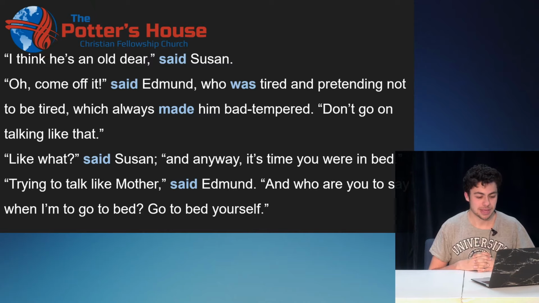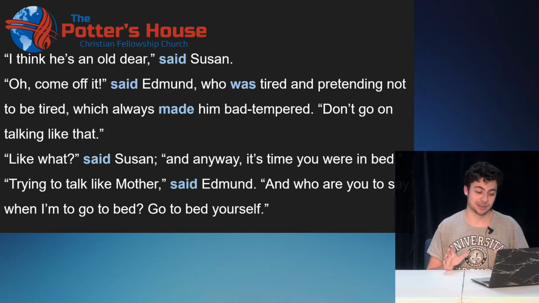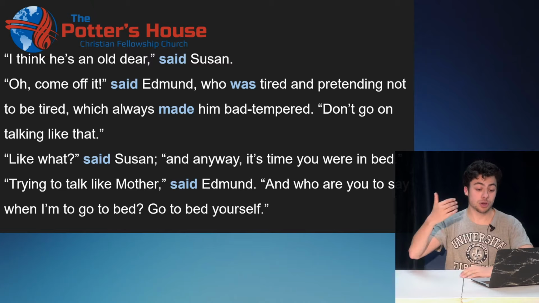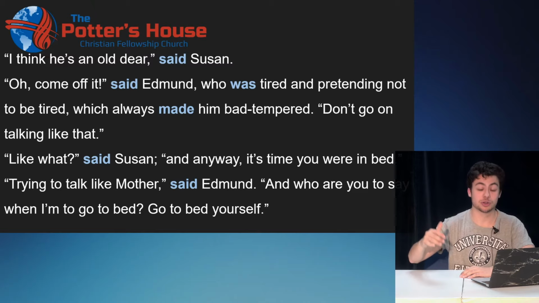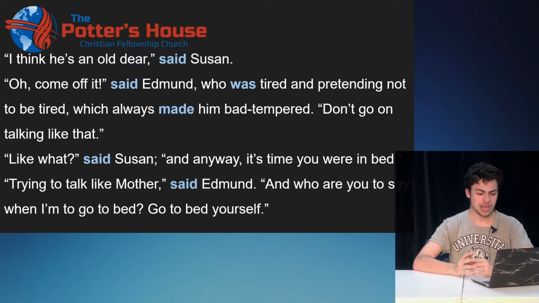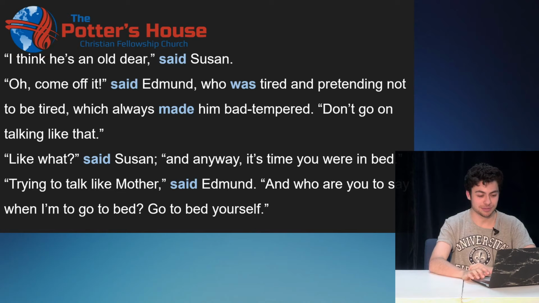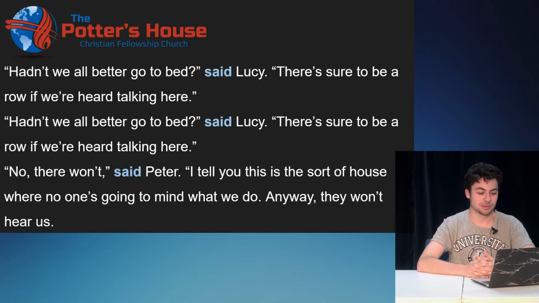Pretty simple. All right, so said Edmund, who was tired and pretending not to be tired, which always made him bad-tempered, "Don't go on talking like that." So again, reinforcing "come off it," right? "Oh, come off it. Don't go on talking like that." "Like what?" said Susan. "And anyway, it's time you were in bed." "Trying to talk like mother," said Edmund. "And who are you to say when I'm to go to bed? Go to bed yourself."